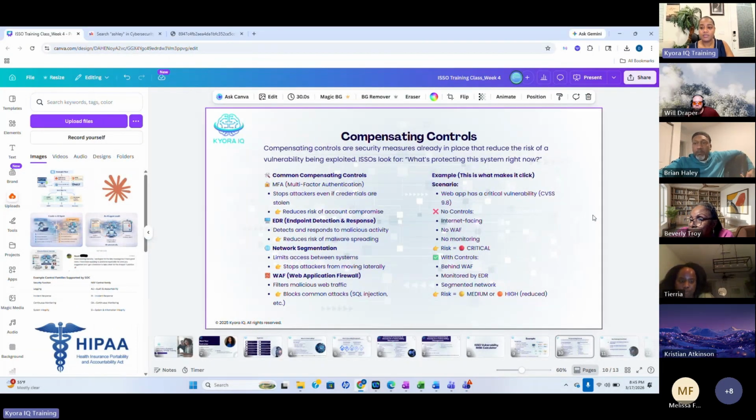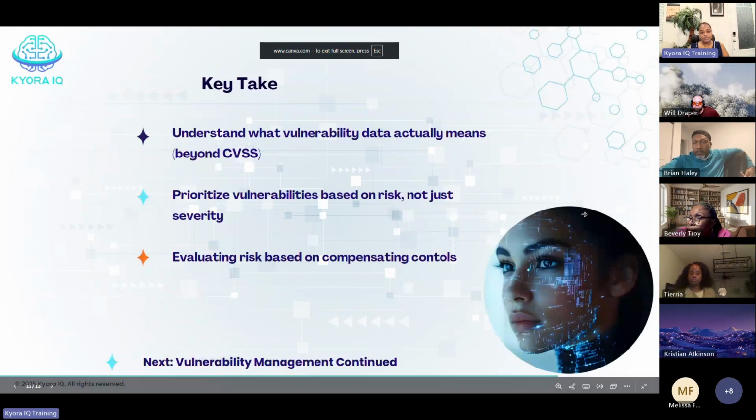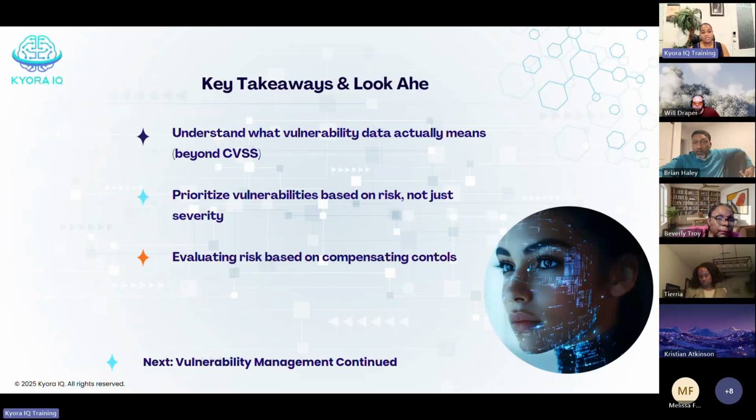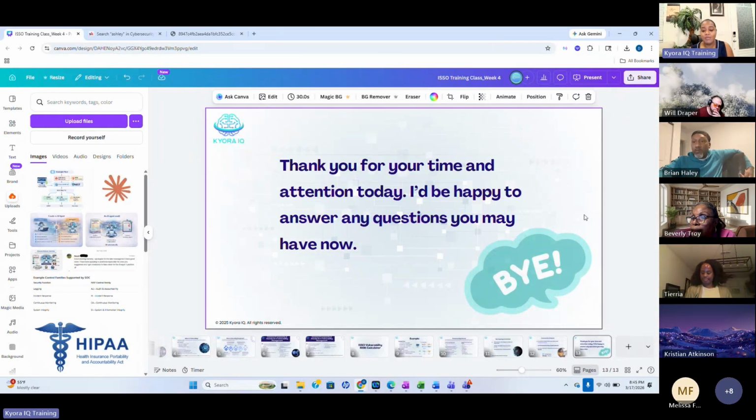And then our key takeaways for today are simple. Understanding what vulnerability data actually looks like beyond CVSS, and then prioritize vulnerabilities based on risk, and then evaluating risk based on compensating controls as well. And then again, next week, we're going to be talking about vulnerability management in more detail, and practicing more advanced scenarios. And that is all that I have for you guys today.